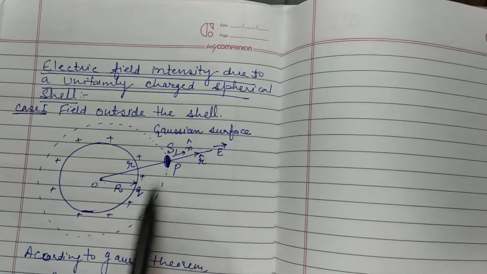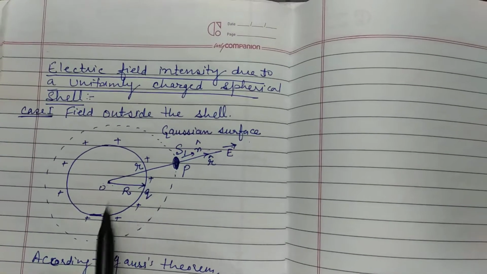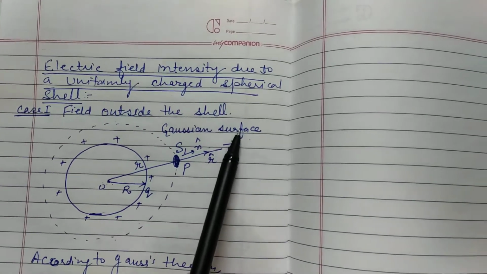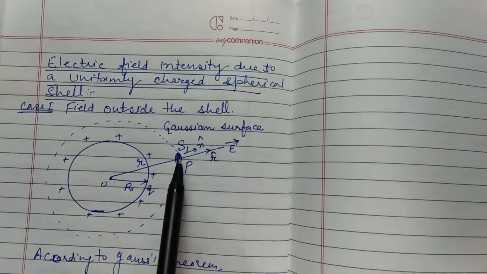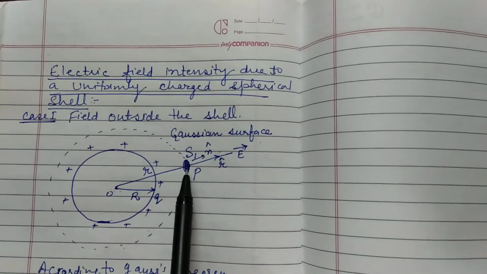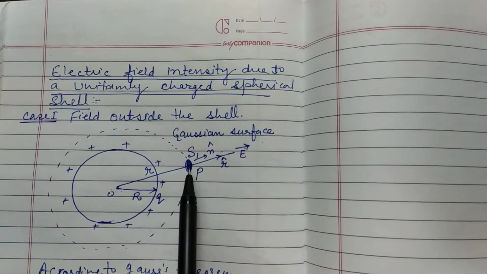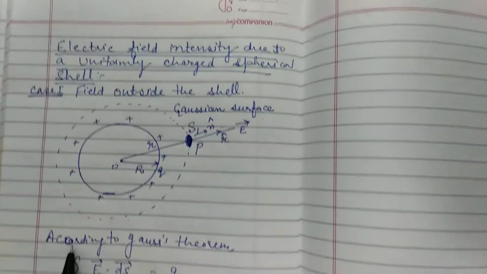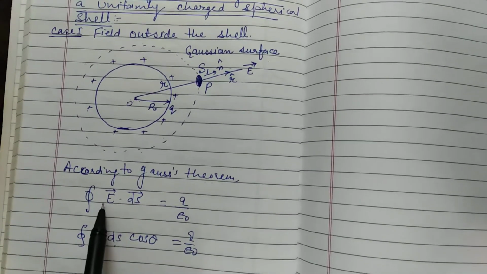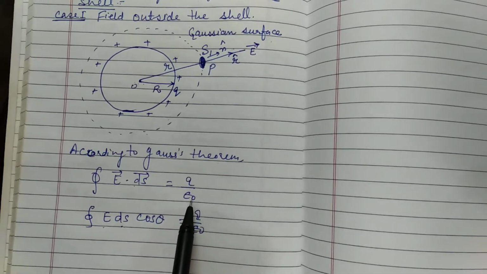of the shell. It means this point P is outside the shell. So we will find the field outside the shell. Now draw a Gaussian surface S1 around the point P. To calculate the electric field, we will use the Gauss theorem. According to Gauss theorem, this ∮E·dS is equal to Q by epsilon naught.